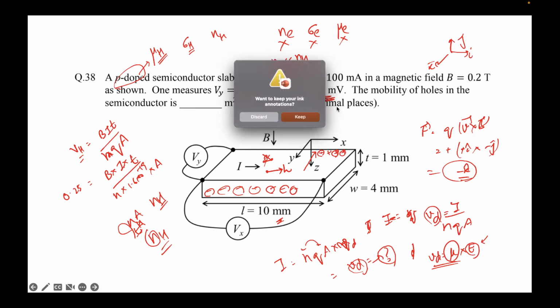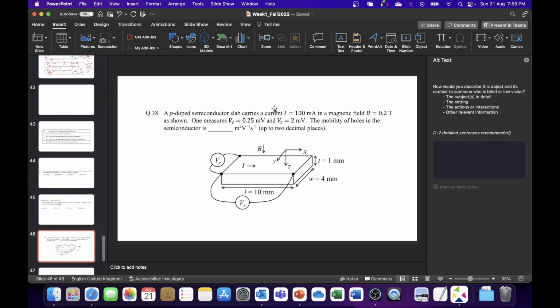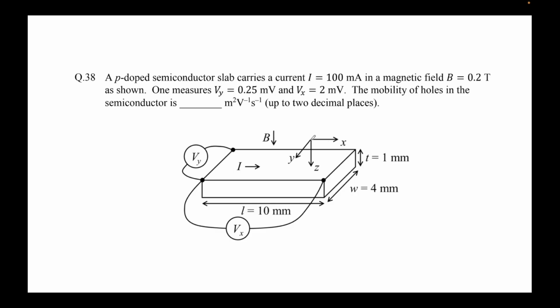Please sir, how are you calculating the Hall voltage, V_H? Sorry? Sir, how do we determine V_H is equal to 0.25 millivolt? That we have measured. This has been given. This is a voltmeter that has been applied.